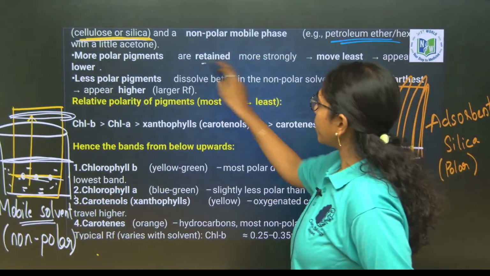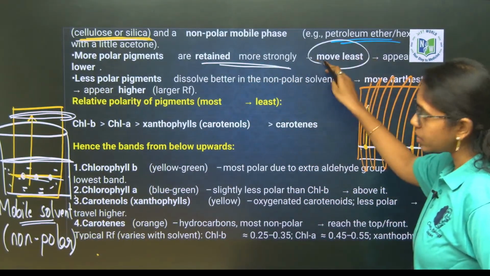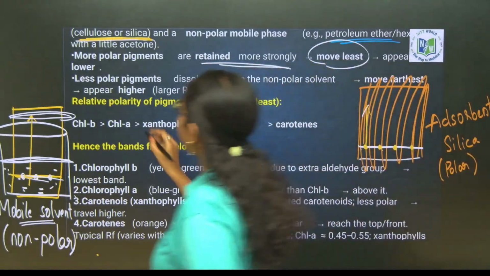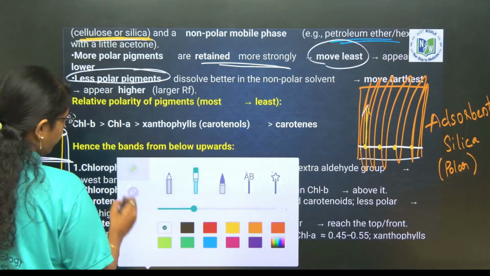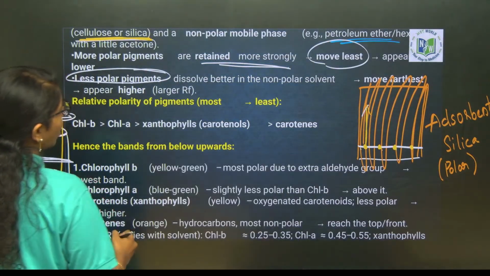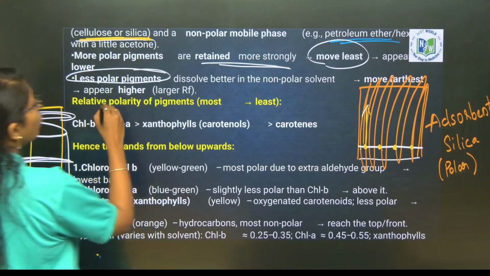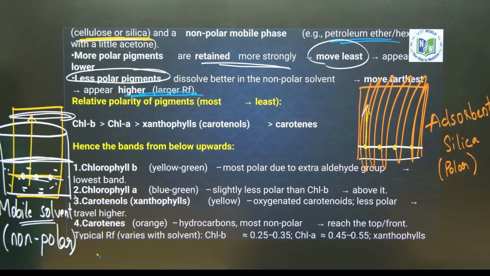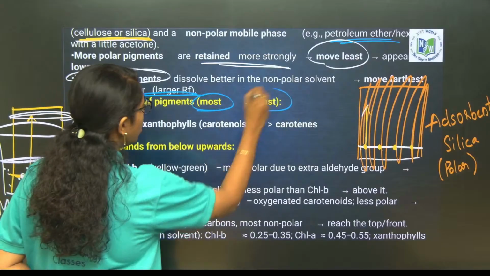More polar pigments are retained more strongly, they will move least and appear at the lower band. Less polar pigments will dissolve better in non-polar solvent and move farther, and they will have a higher or larger RF value. So, the relative polarity of the pigments will be from most to least.